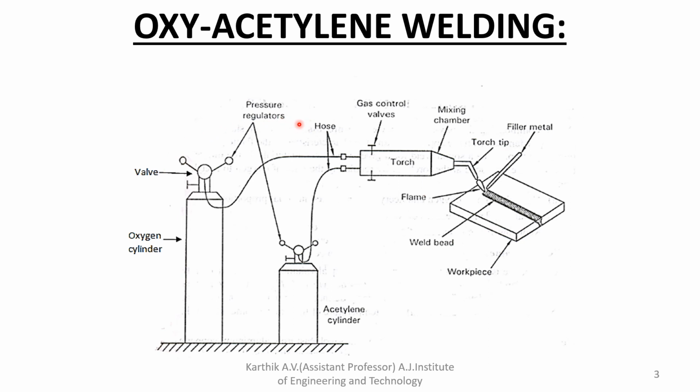Based on the proportion of the gases, the torch will produce the flame. Then filler material is separately supplied. That filler material will melt because of this flame. Then that melted part is deposited in between the workpieces. The torch is moved along the workpiece, along the joining process, so that the melted part is deposited in between the workpieces and allowed to solidify, so you will get the permanent joint. This is the actual procedure of oxyacetylene gas welding.